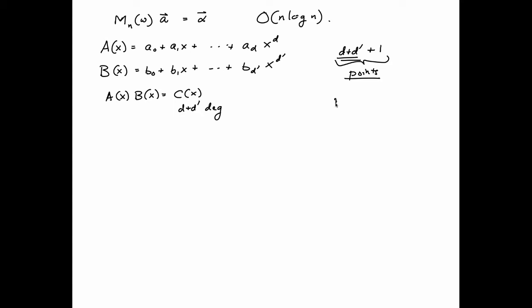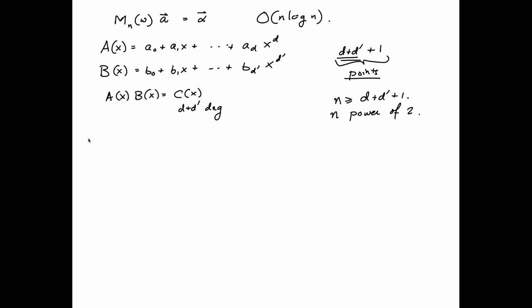So we pick n to be at least d plus d prime plus 1. We also pick n to be a power of 2. And now we interpret A of x and B of x as polynomials of degree n by just adding terms x to the d plus 1 and so on up to x to the n minus 1, each with coefficient 0.